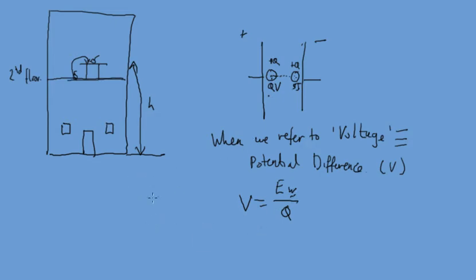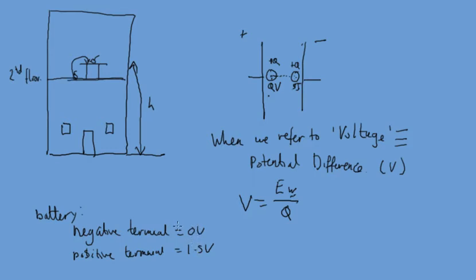Now, when we have a battery, the negative terminal will be 0 volts, and the positive terminal will be 1.5 volts.